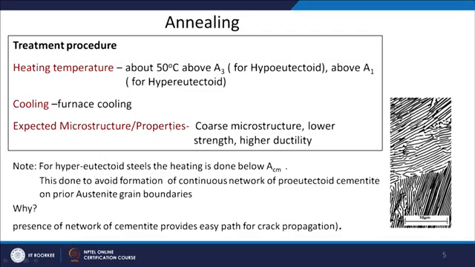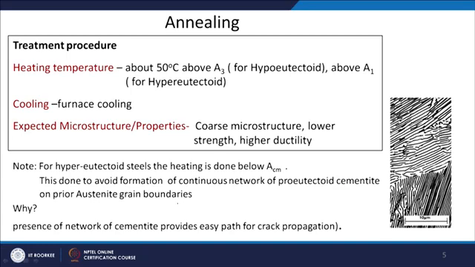What is the expected microstructure and properties? You will get a coarse microstructure, because I am doing very slow cooling here, and of course because I am getting a coarse microstructure, this you will understand when we discuss mechanical properties, it is going to have low strength and it will have higher ductility. Note: for hypereutectoid steel the heating is done below ACM temperature. This is done to avoid formation of a continuous network of proeutectoid cementite on prior austenite grain boundaries.